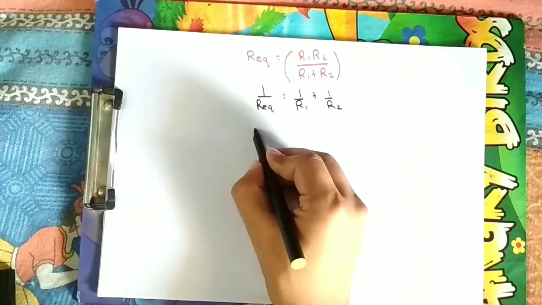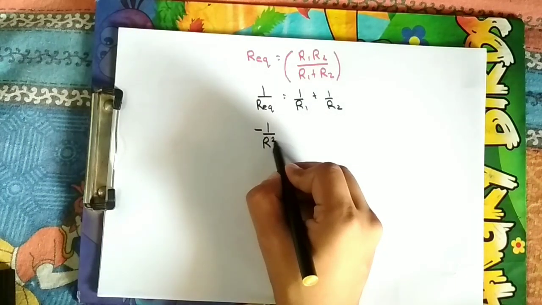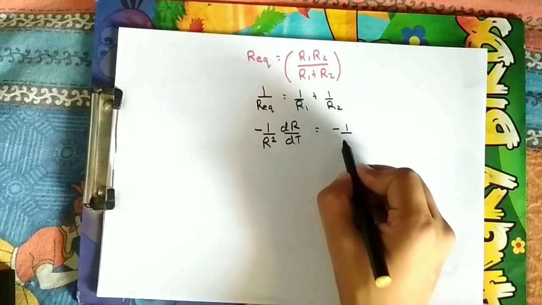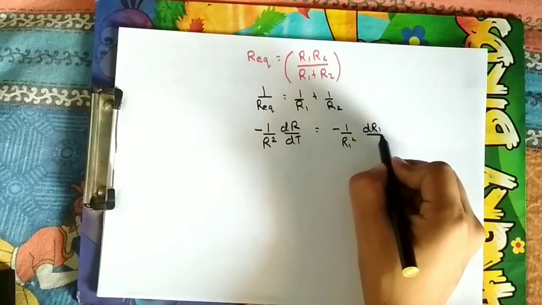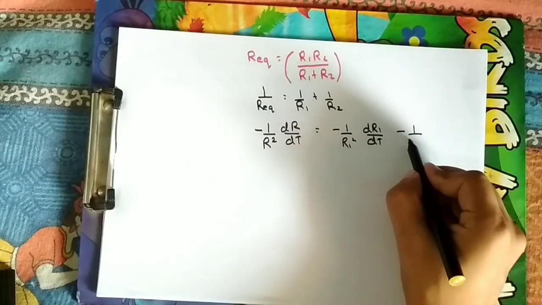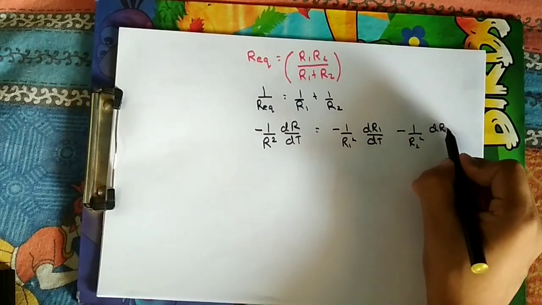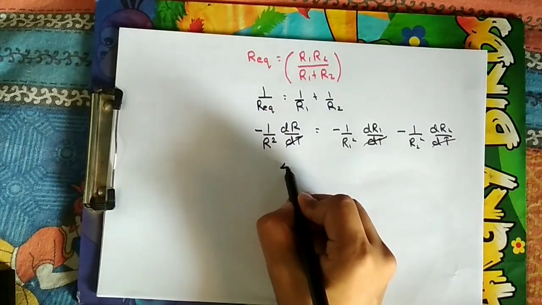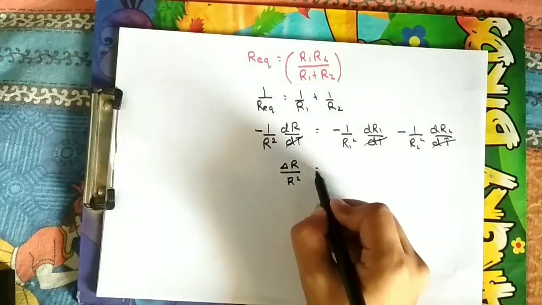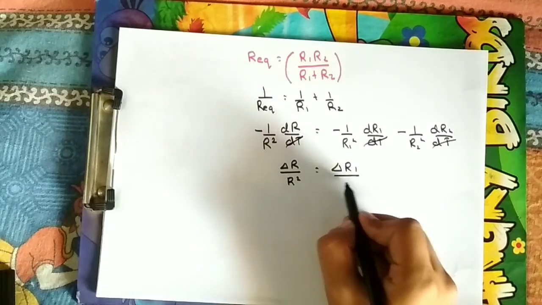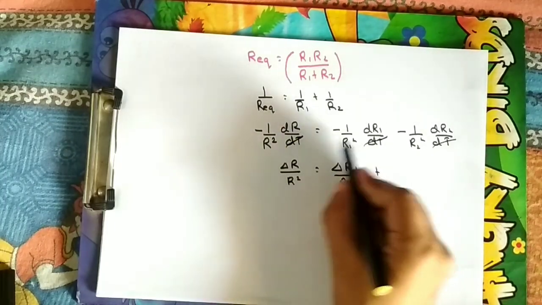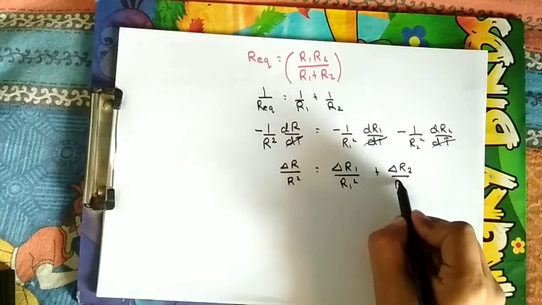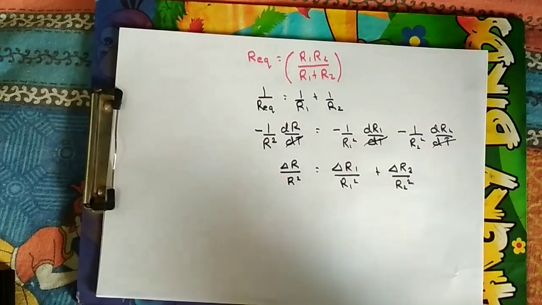Differentiate it. It comes out to be minus 1 upon R square dR upon dt is equal to minus 1 upon R1 square dR1 upon dt minus 1 upon R2 square dR2 upon dt. Here dt, remove it. It is delta R upon R square will be equal to delta R1 upon R1 square plus, minus will cancel, delta R2 upon R2 square. Now put the values and you will get your answer.